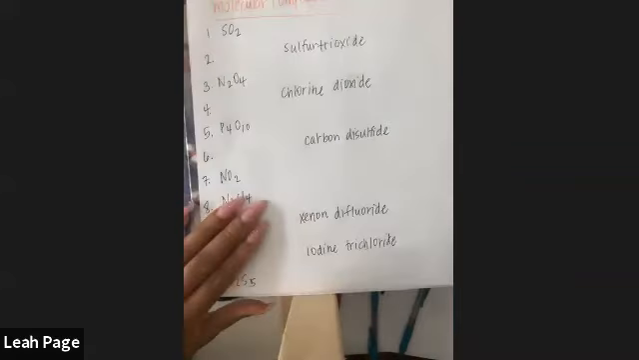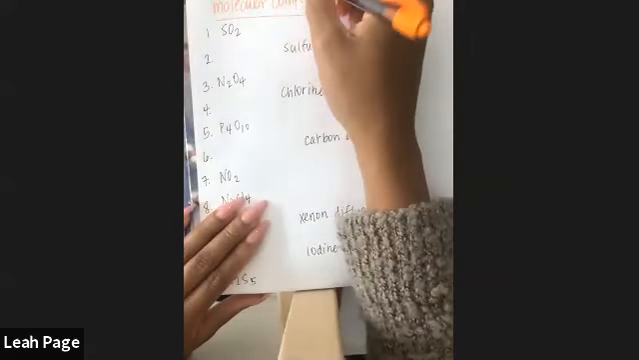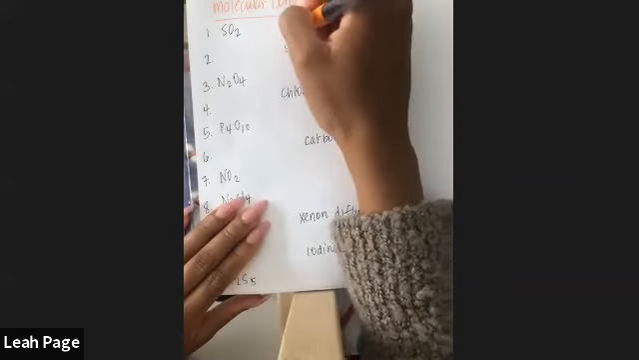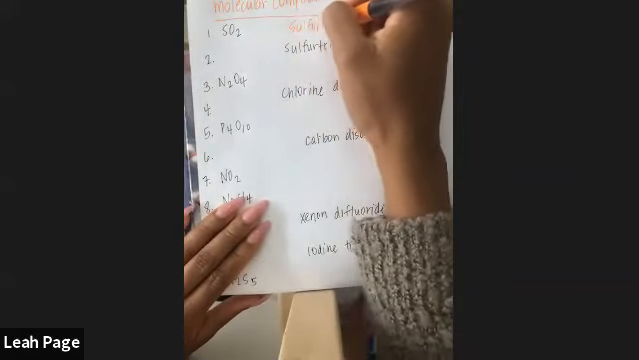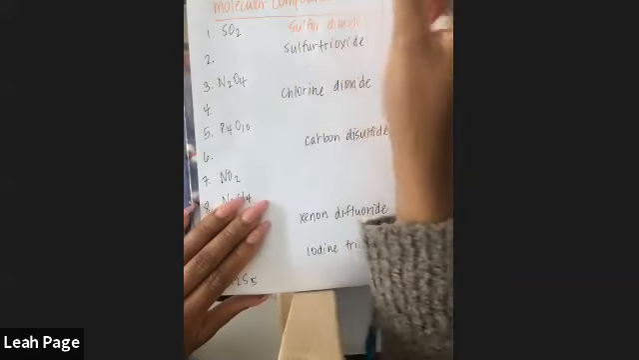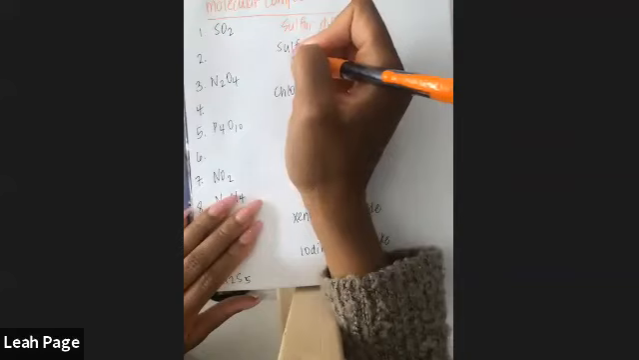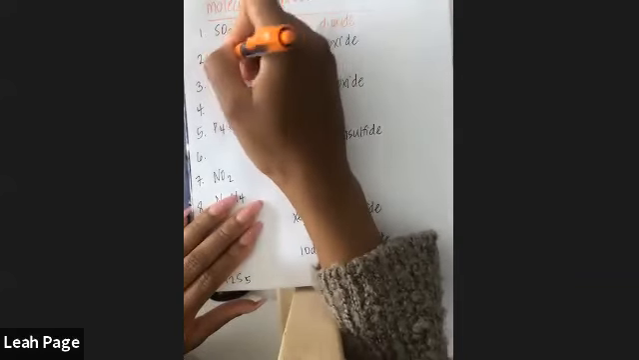Okay, guys, let's try to quickly go through these. What do you think for the first one? Sulfur dioxide. And then what about sulfur trioxide? What's its formula? SO3. SO3, right.